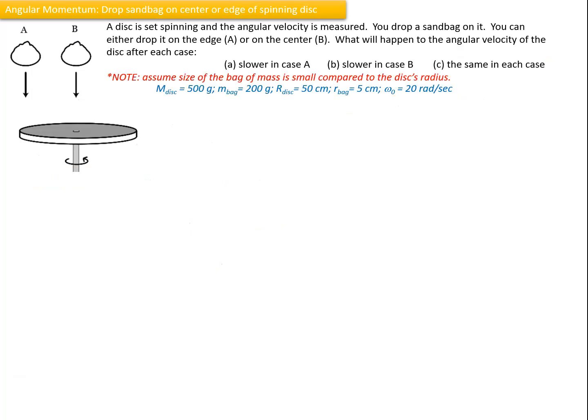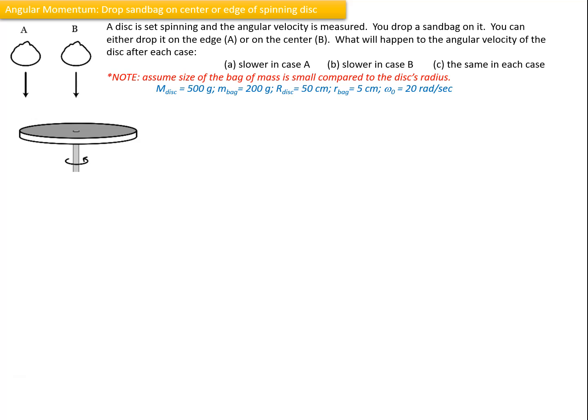In this case, it's similar, but instead of dropping a disk onto our other disk, we're dropping a sandbag. It says the disk is set spinning again. You drop a sandbag on it. You can either drop it on the edge or you can drop it in the center. What will happen to the angular velocity of the disk after each case? So in this case, B says like in the center. Let's just say it's a little bit off the center, to make it a little more realistic.